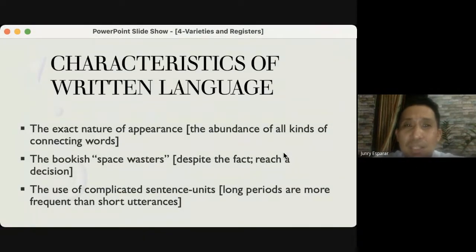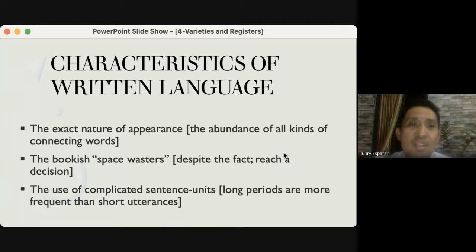Now, what are the characteristics of a written language? One is the exact nature of appearance, the abundance of all kinds of connecting words. Why is it important that all connecting words are there? Because without all these connecting words, sentences may mean differently. That is why you have to put all the necessary elements in your statements for the reader to be able to capture the message.